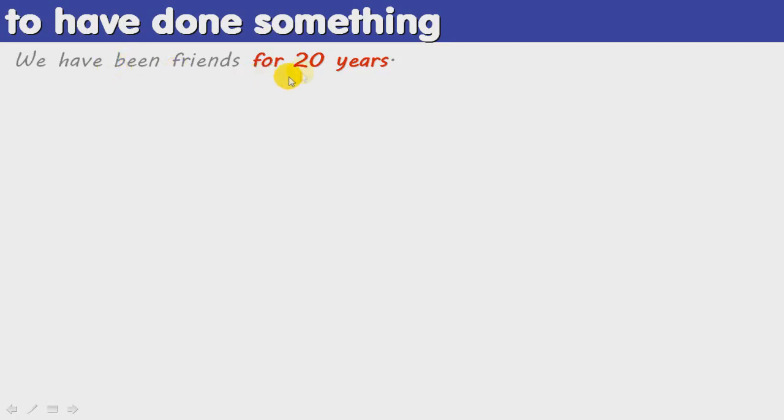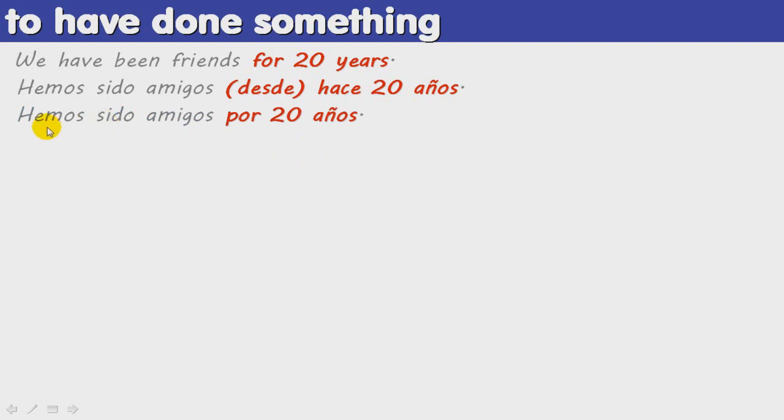For instance, we have been friends for 20 years. Hemos sido amigos desde hace 20 años. Or we can also say, hemos sido amigos por 20 años. When in English we say for and a period of time, we use desde hace or just hace and then the duration. Another way of expressing the same is by using the preposition por plus the duration. Desde hace 20 años o por 20 años.